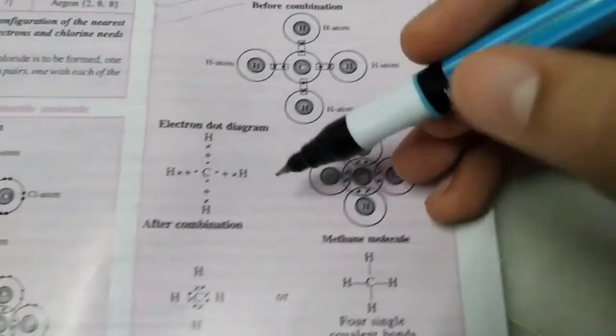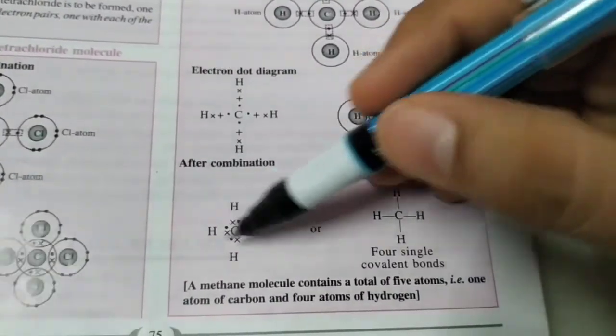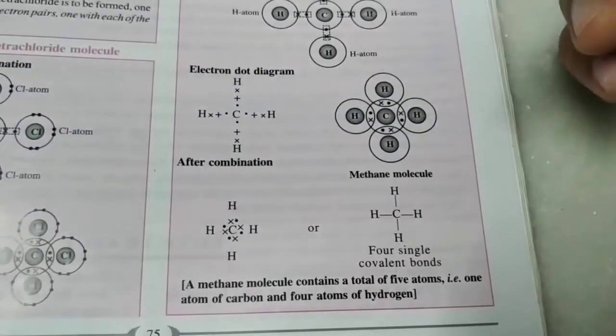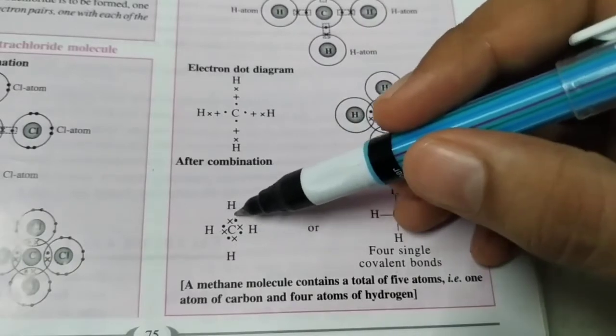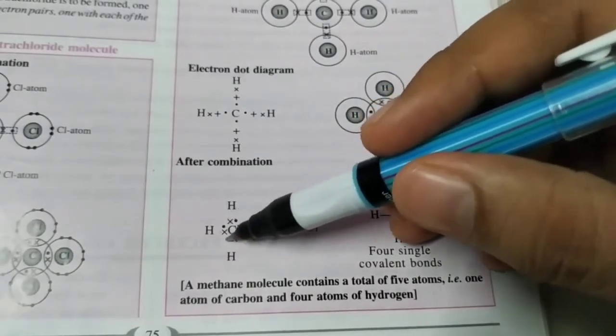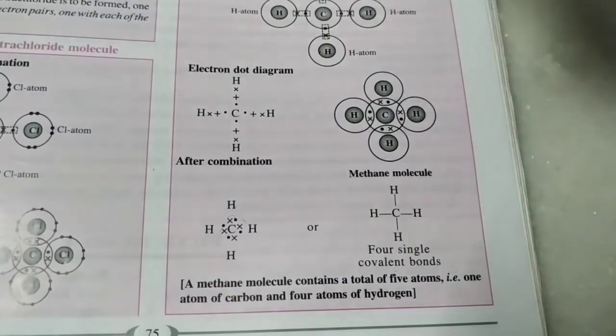As you can see here, a pair of electrons, pair of electrons, pair of electrons, and pair of electrons with each of the 4 hydrogen atoms. So even hydrogen is satisfied, the duplet is satisfied for each hydrogen, and an octet is satisfied for the carbon atom. So it becomes stable by sharing.